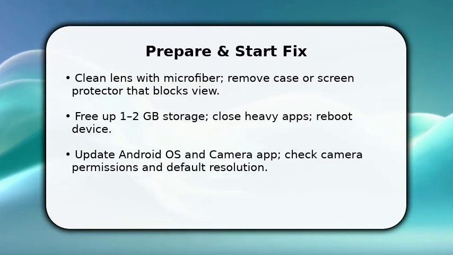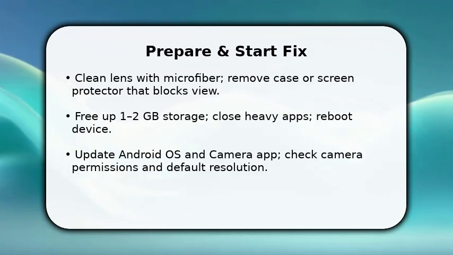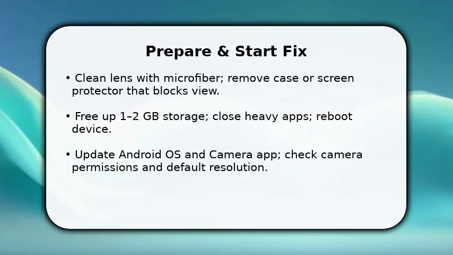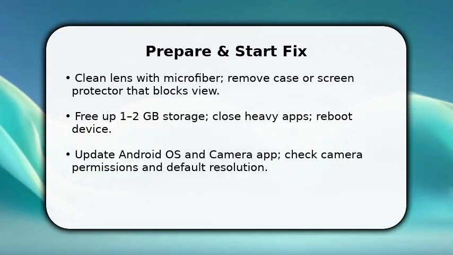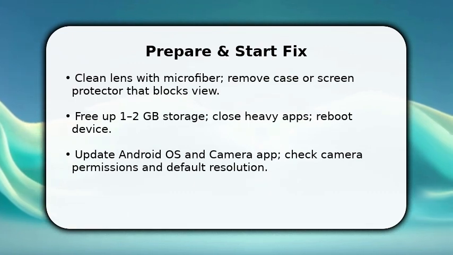Make sure Android and your camera app are up to date, and confirm permissions allow full camera access. Now open the camera, switch to highest resolution, and disable basic filters. These steps immediately eliminate obvious software and storage causes before we move into tuning exposure and sensor behavior.